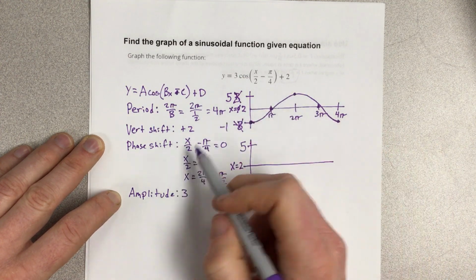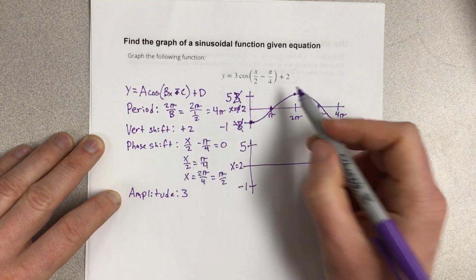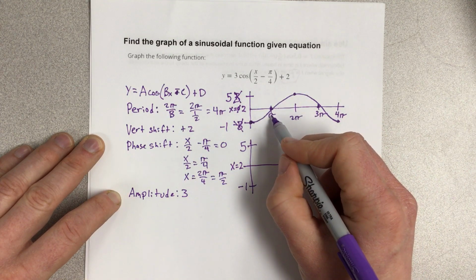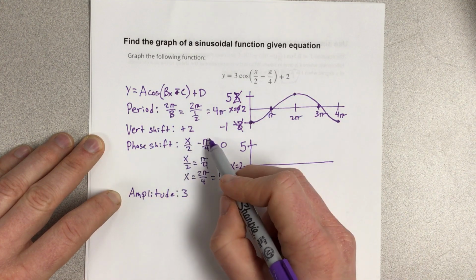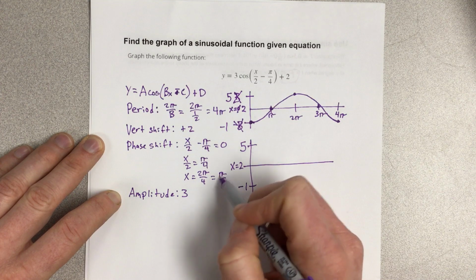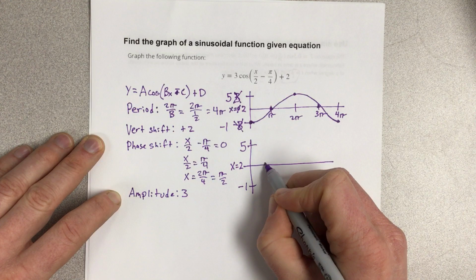Now, the phase shift actually moves the x values here. So we're phase shifting by, sorry, I said x over 2. We're phase shifting by pi over 2. It's right here, pi over 2. We're going to start at pi over 2.